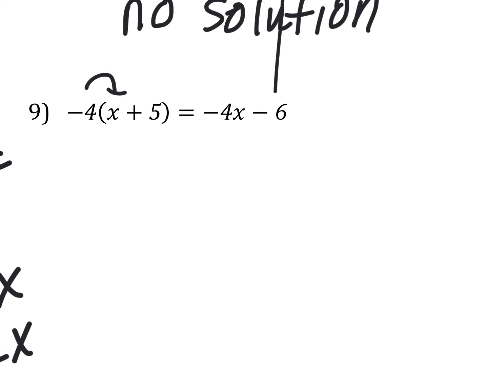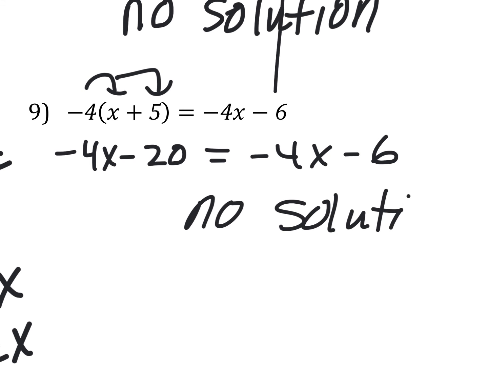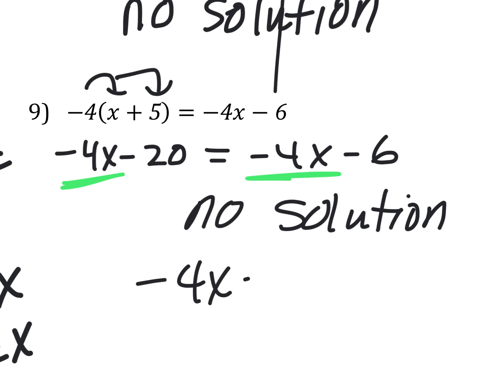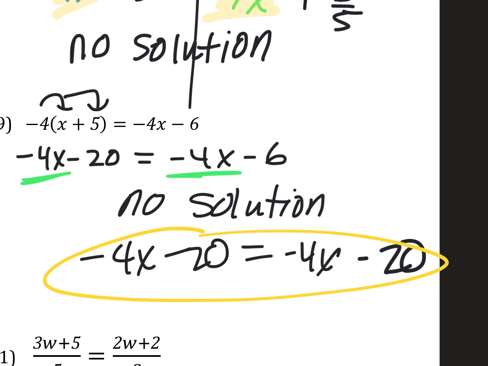Number 9. If I distribute, negative 4x minus 20 equals negative 4x minus 6. What is that? That is no solution, friends, because you got negative 4x on both sides with a negative 20. Now, keep in mind, if it had been like this, let's say negative 4x minus 20 equals negative 4x minus 20, what would that have been? Infinite number of solutions, right. I'm not saying for a second one of those won't be on there tomorrow, because it definitely might be.